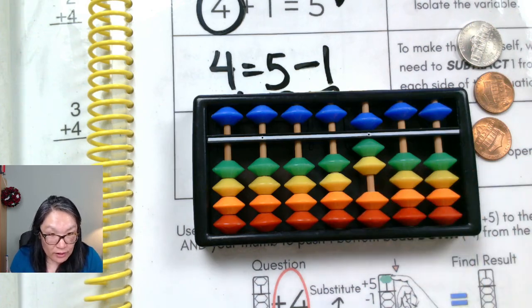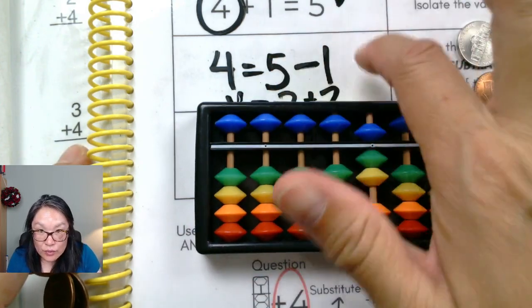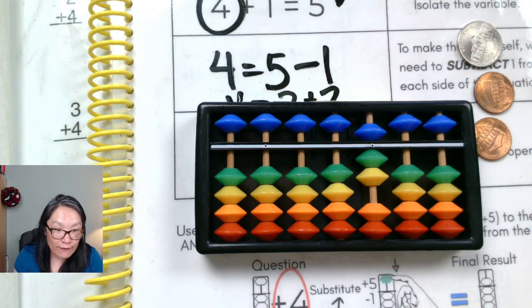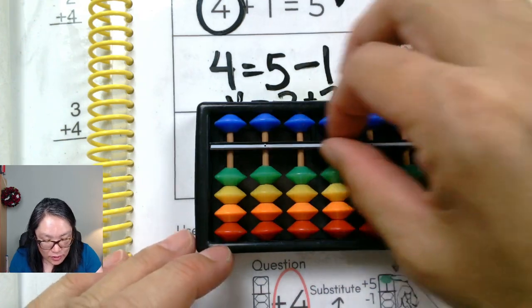So my final answer is 7. Does that make sense? So what we're doing is we are understanding how to make a 5. I still don't understand, Alice. Okay, so Alice, let's do a little review.